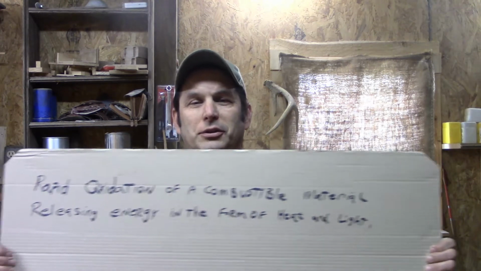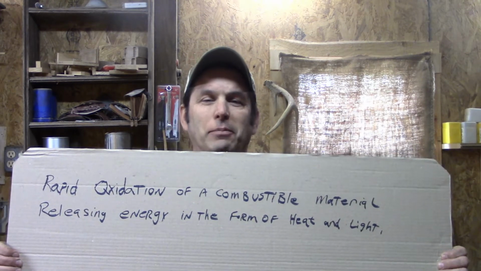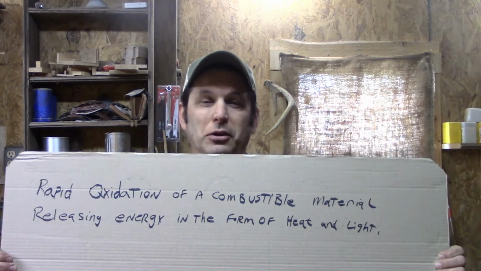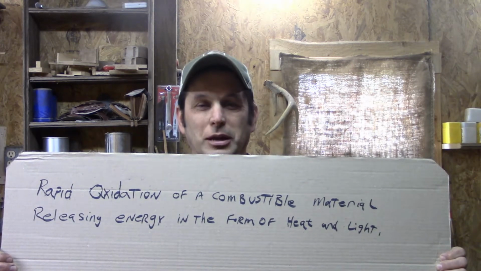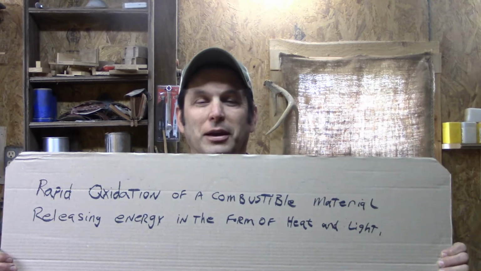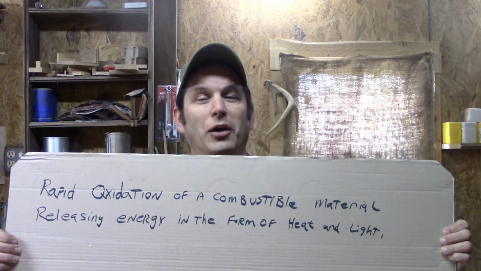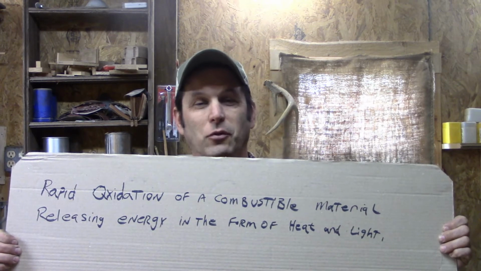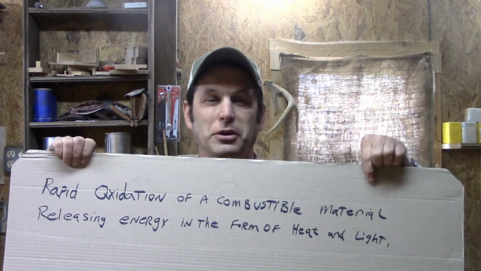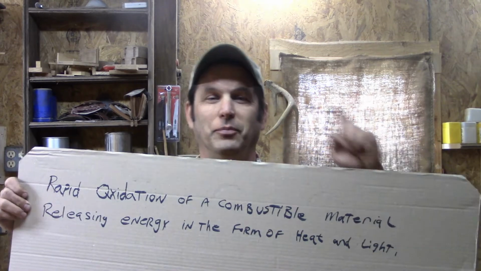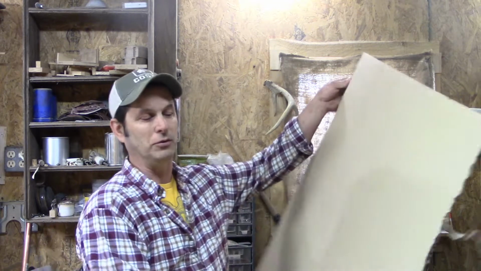There it is. Can you see it? A fire is a rapid oxidation of combustible material, releasing energy in the form of heat and light. That's important to know. Keep that in mind the whole time you're doing this. Rapid oxidation, combustible material, heat and light. Those are important. So, a fire is made up of what they call the triangle.